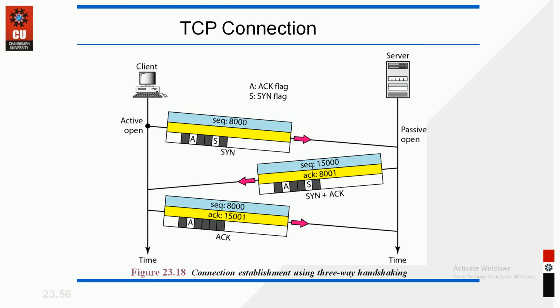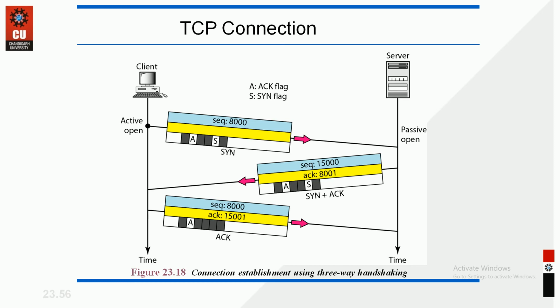This is the connection creation. First it will send the SYN data, the reply is SYN plus acknowledgement, then it replies with the acknowledgement. Every time I send the sequence number 8000, the opposite party replies with the acknowledgement 8001. If I send the sequence number 15000, the opposite party replies with the acknowledgement number 15001. So this is how it will work. This is how these flags will be used.